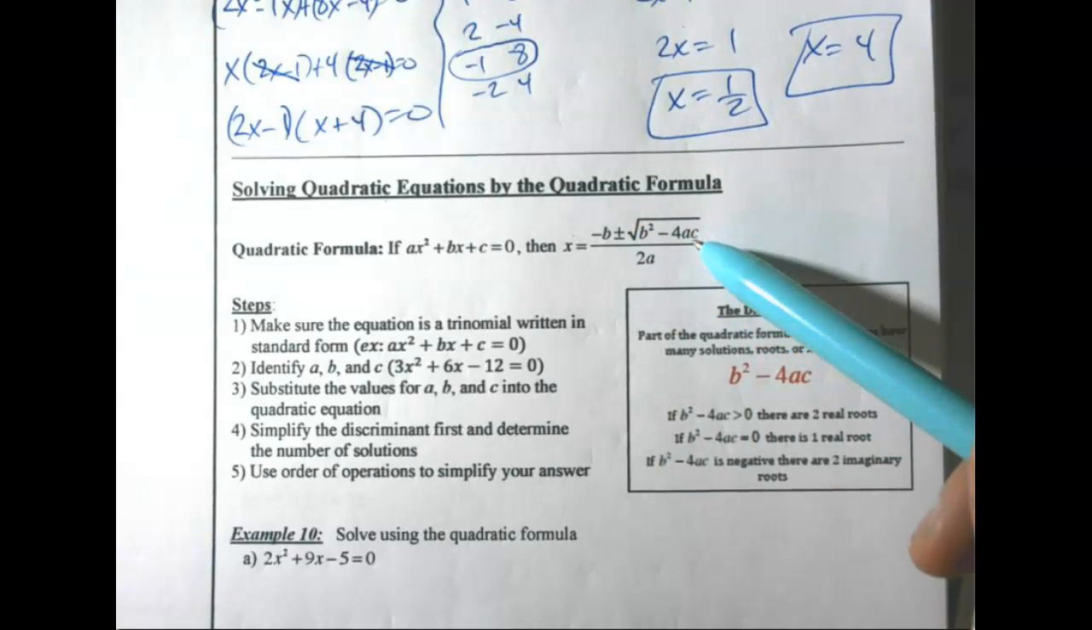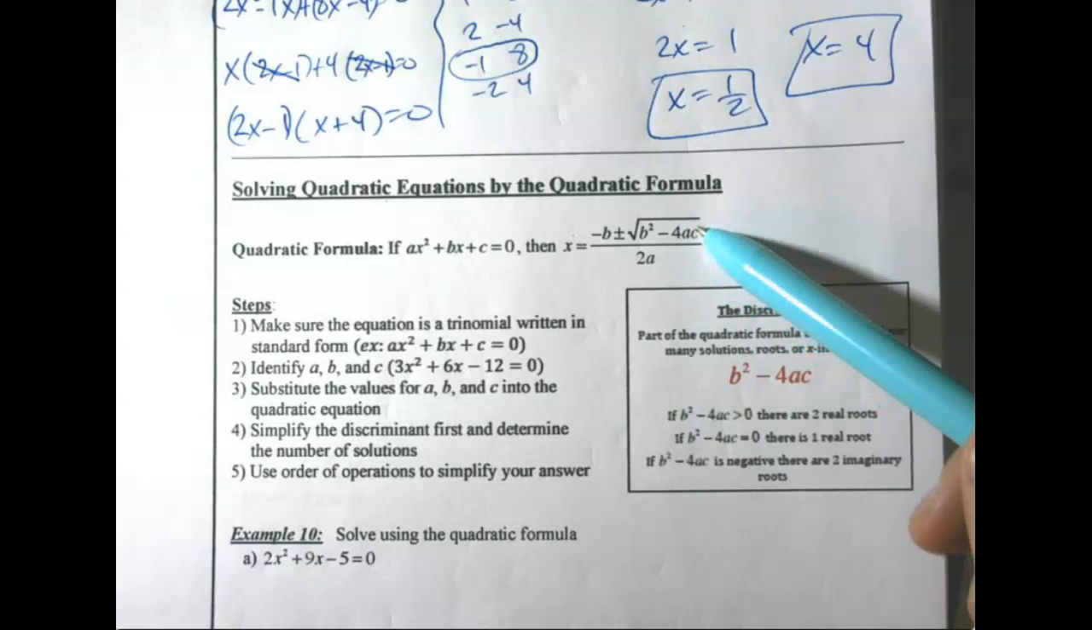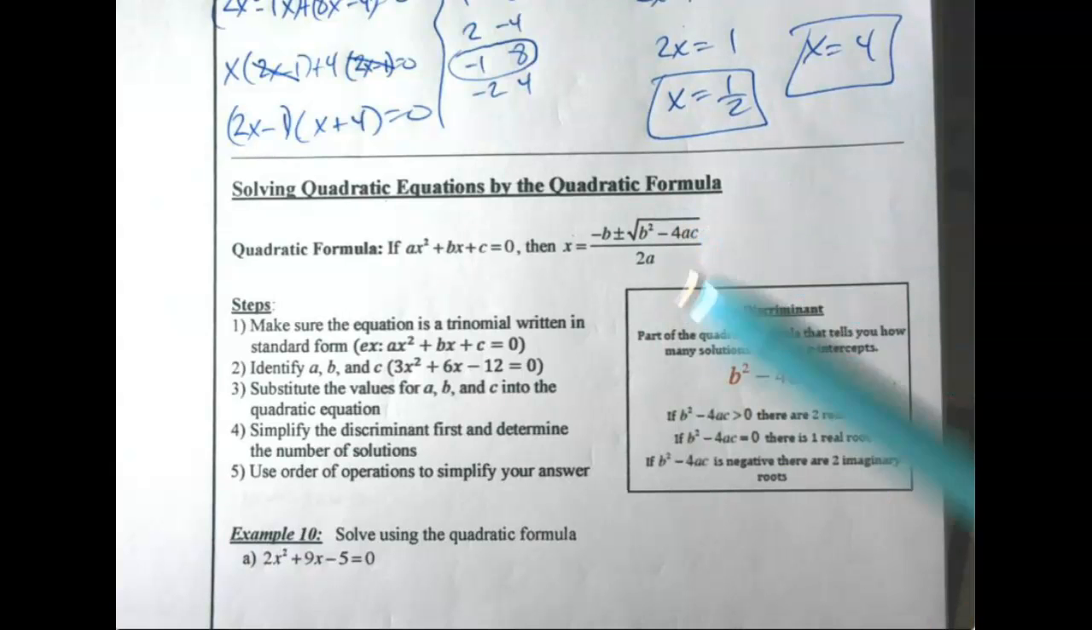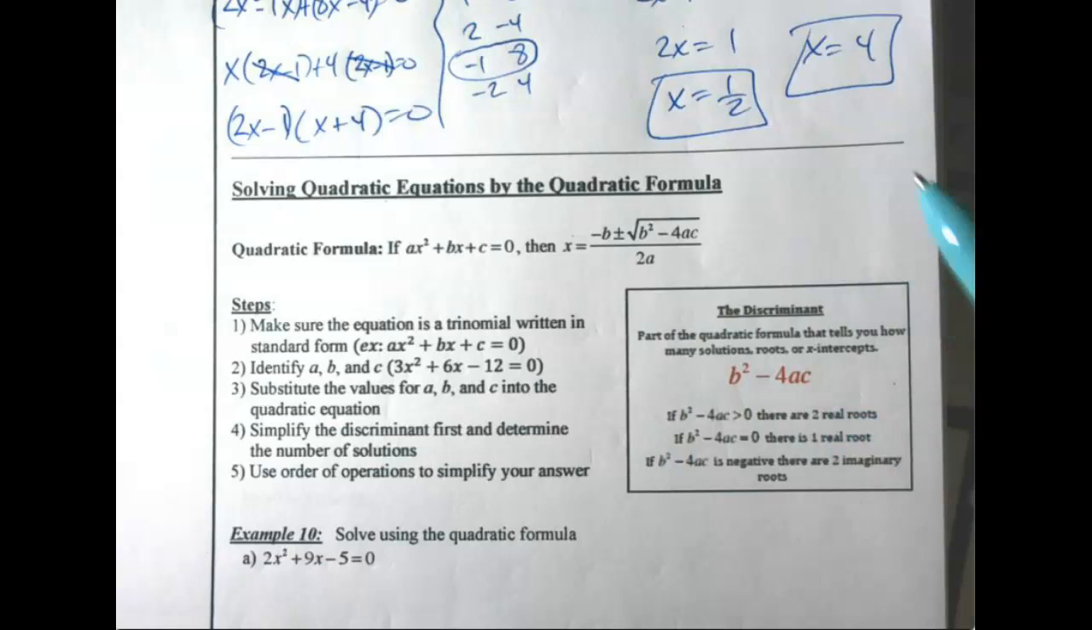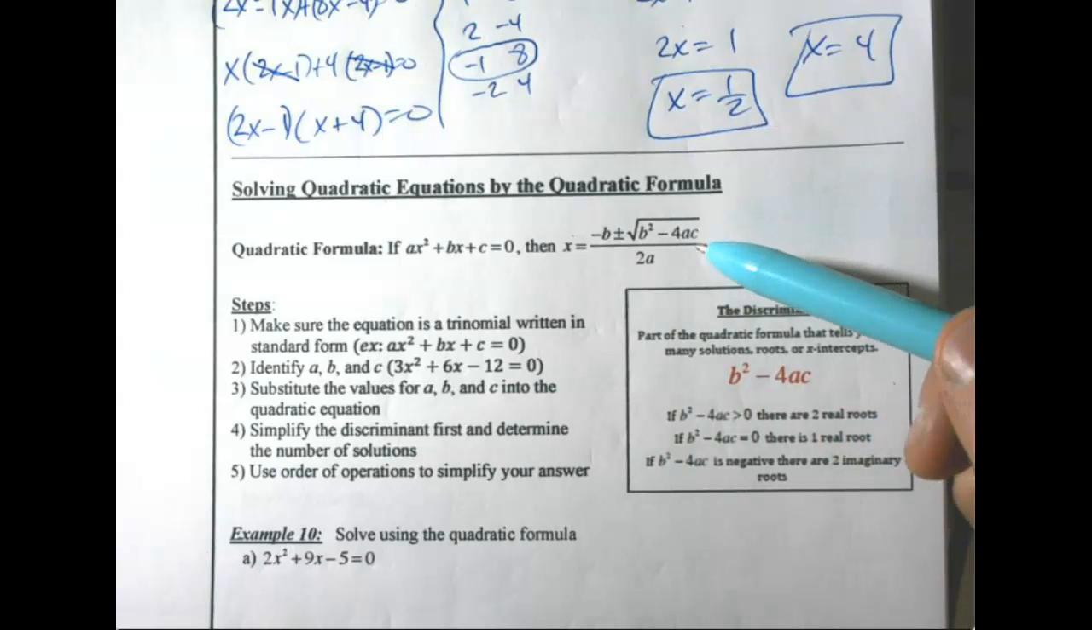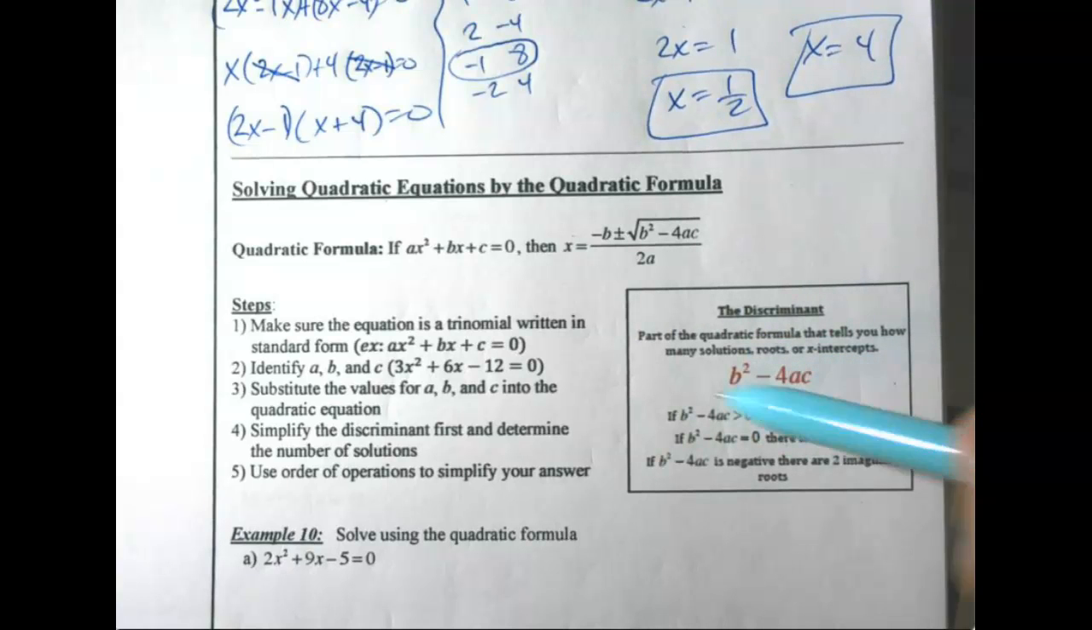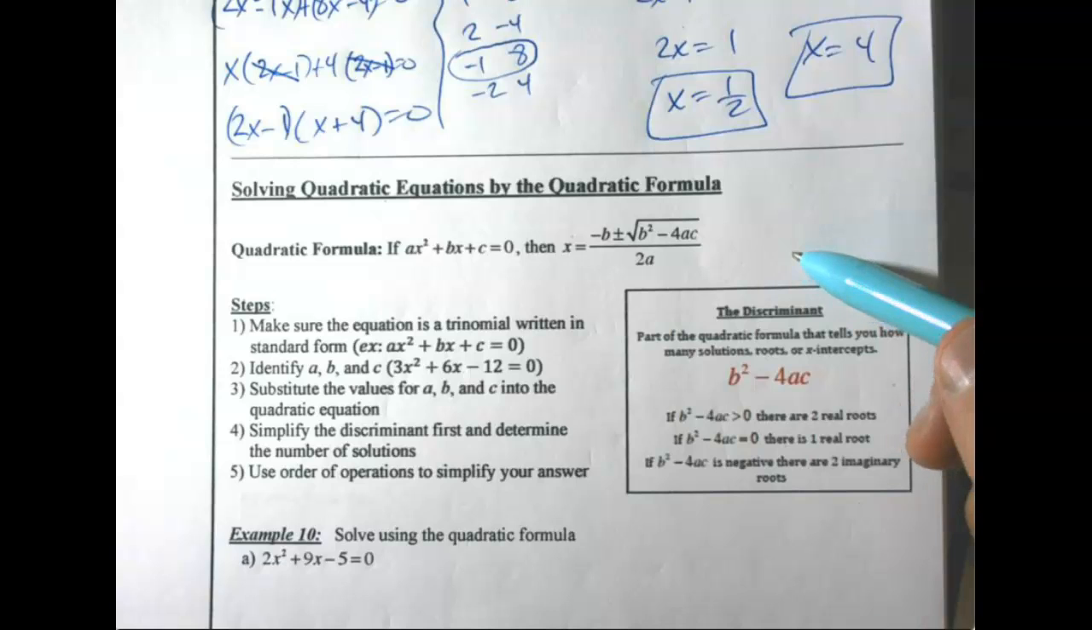That does not exist. Basically, you can't take the square root of a negative number, at least not in this class. We don't deal with the square root of negative numbers. So this thing right here, b squared minus 4ac, is the discriminant, and it lets me know how many answers a quadratic equation might have.